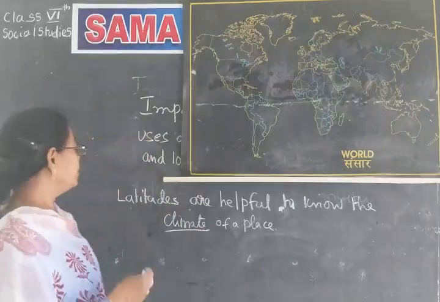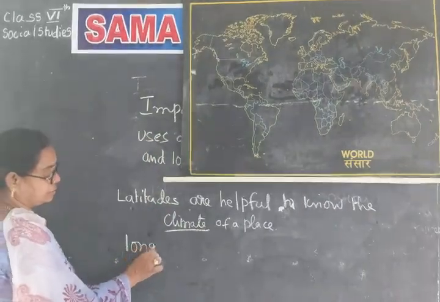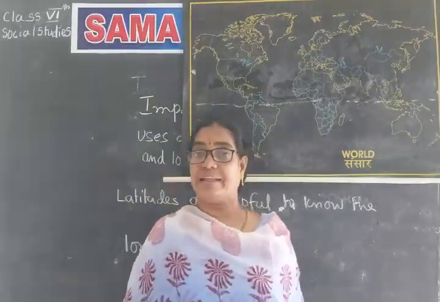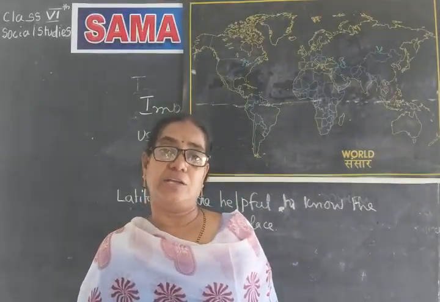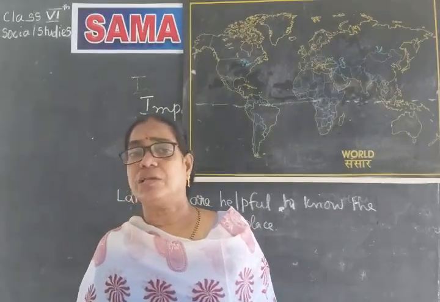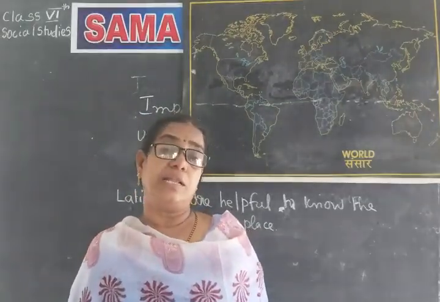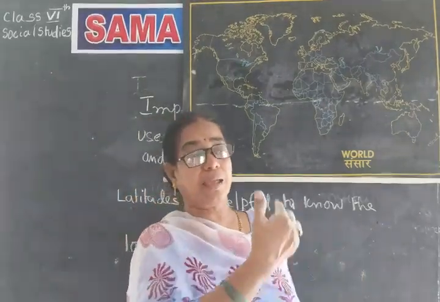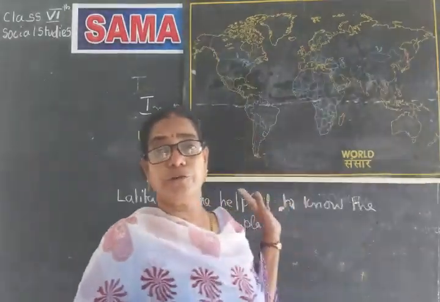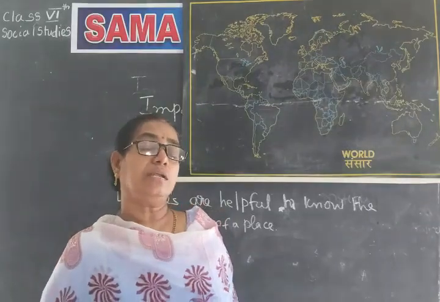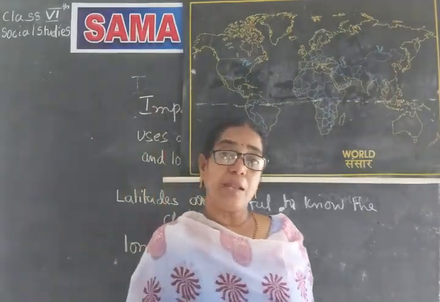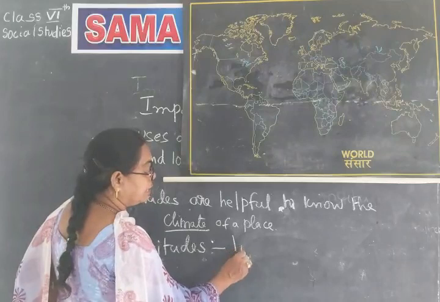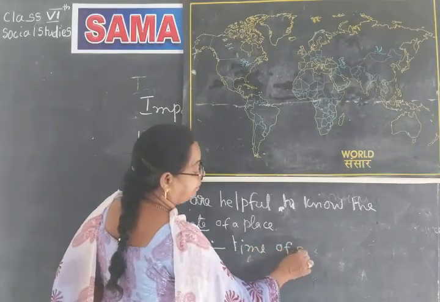Then longitudes. If you observe the longitudes, I told you about the international time, 0 degree longitude. From there any longitude can be counted, and 0 degree longitude is taken as the starting point of the time. If you move towards the east, the time is increasing. If we are going towards the west, time is decreasing. So depending upon the longitude, we come to know the time of a place. Longitude is helpful to know the time of a place.